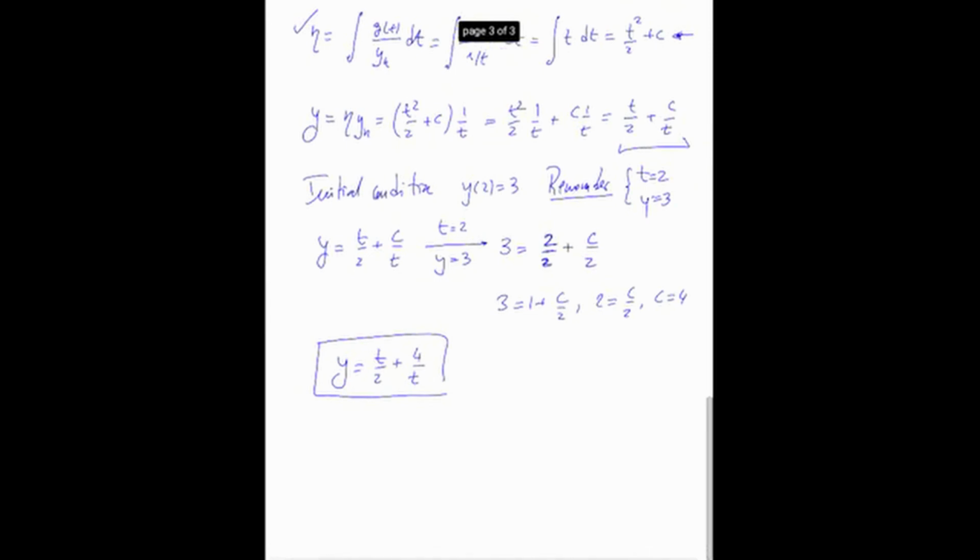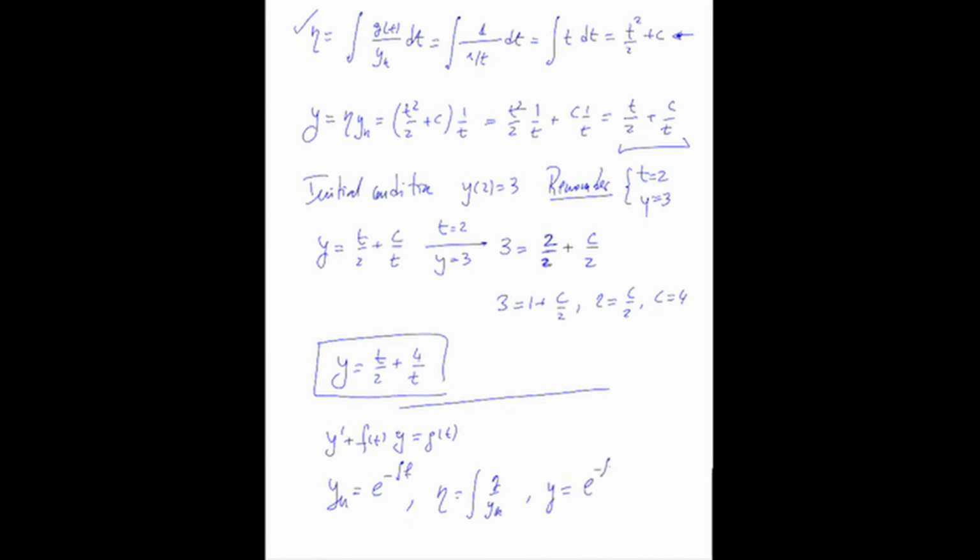So remember, for a general linear equation of degree 1, y prime plus f of t, y equals g of t, you have the homogeneous solution, which is e to the minus the integral of f, and then you have the integrating factor, which is the integral of g over the homogeneous, and then you have the general solution, which is e to the minus the integral of f times the integral of g over yh, which is the product of the homogeneous times the integrating factor.